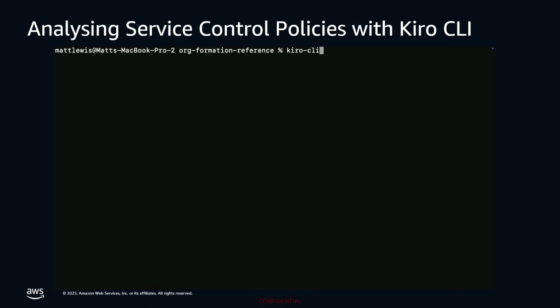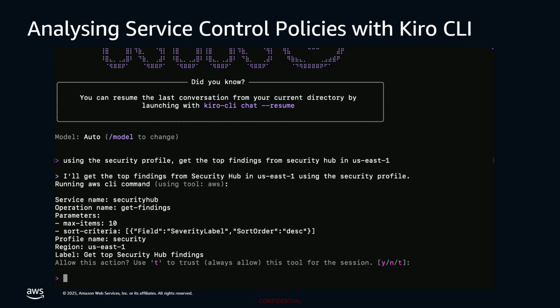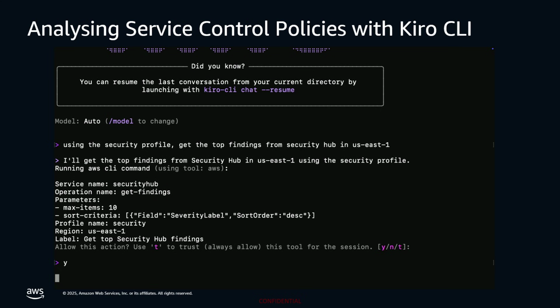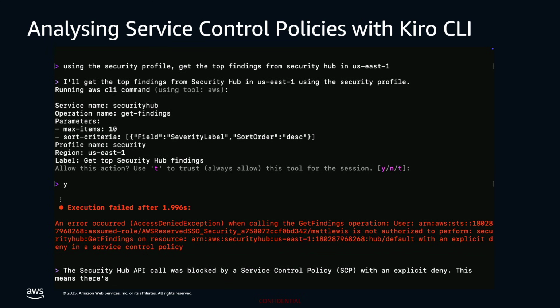And actually, one of the things that we use more and more in production environments, the dreaded service denied based on an explicit deny in a service control policy. So here I come in and I basically ask it to use a security profile, get the latest findings from Security Hub in US East 1. It goes away and we get an explicit deny exception. And now it's sort of going, well, how do I debug that?